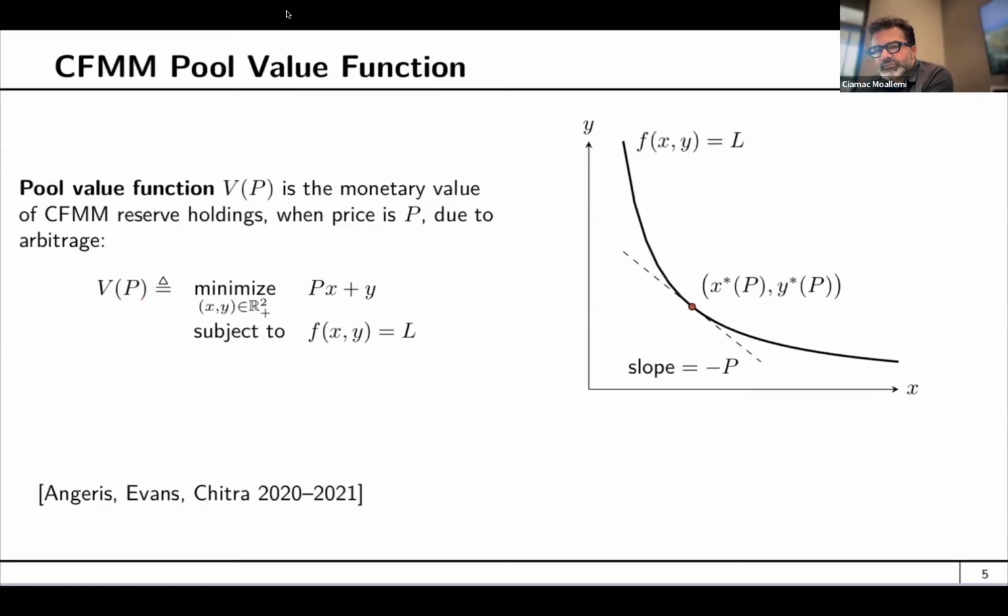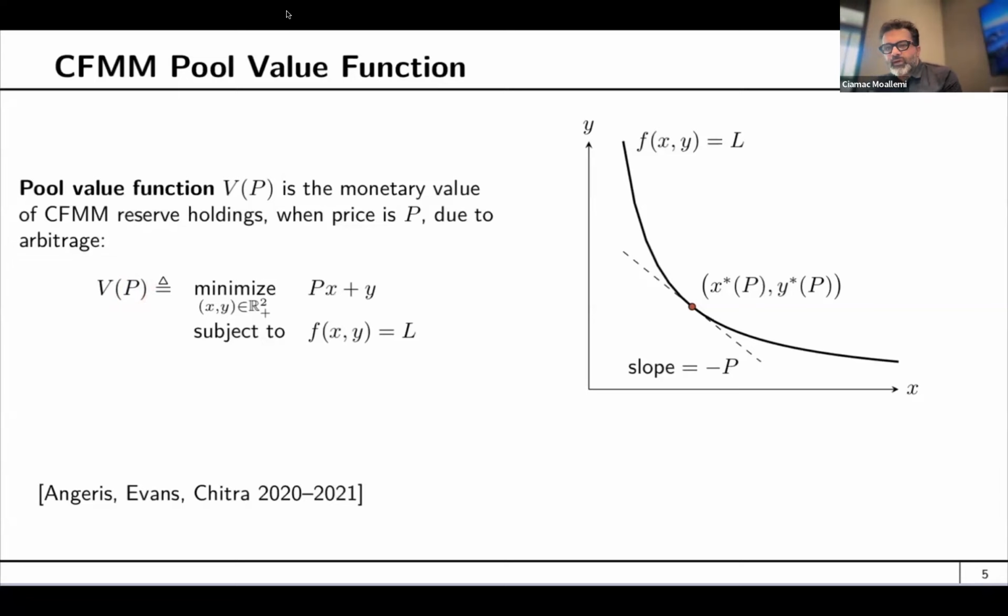The idea here is, suppose that an agent arrives, we're going to call that agent an arbitrageur, and they really believe that the value of the risky asset in units of the cash asset is P. They really believe that that's the fundamental price, perhaps because they observe that price on other exchanges. What that agent will do is they will trade against the pool and try to make money if the price on the pool is not P.